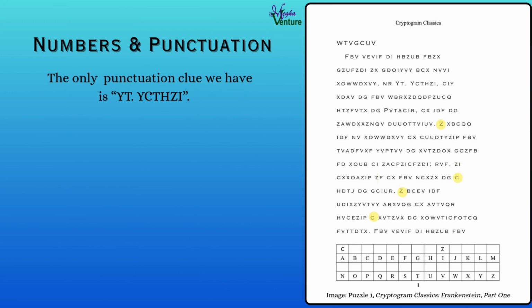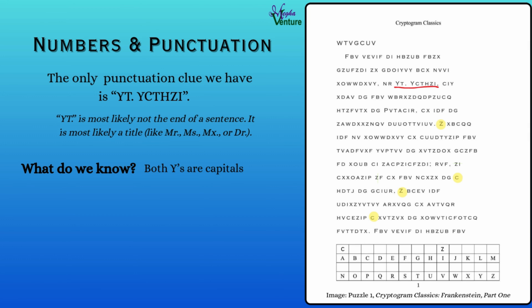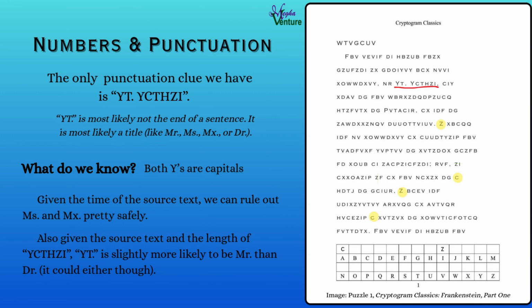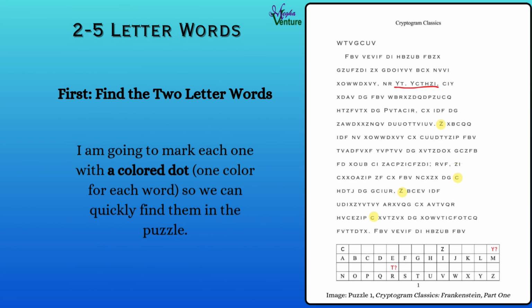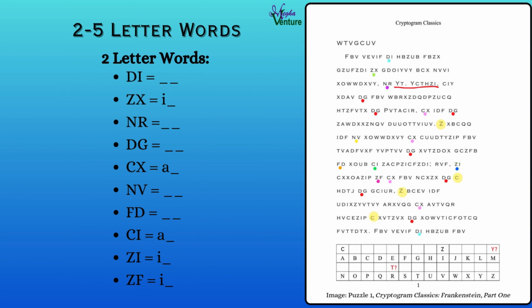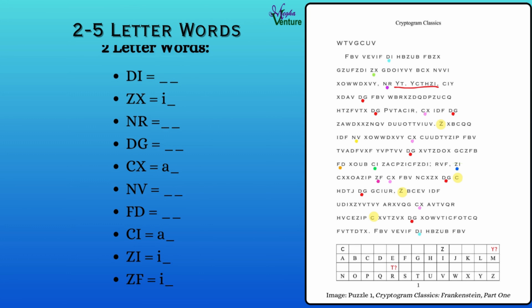The punctuation clue we do have is a title. We can be pretty sure it's a title because it is 2 letters before a period and is capitalized. It also is in front of a capitalized word. While YT in our puzzle could be Dr. or Mr., Mr. is slightly more likely, so we'll try it out first. Now let's find all the 2-letter words. I will mark each with a colored dot on our puzzle. These are the 10 2-letter words in our puzzle. We need to find the 3, 4, and 5-letter words before we continue with these.